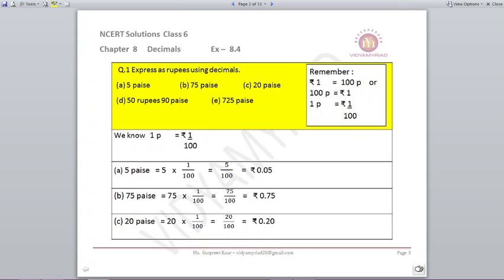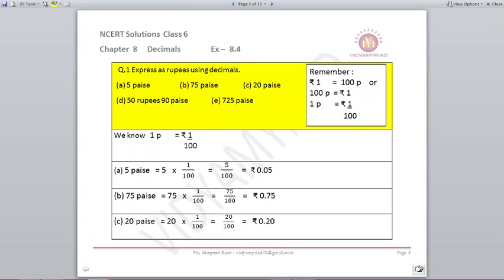For example, number 1. 5 paise is given to you. 5 multiplied by 1 upon 100. Now 1 paisa is 1 upon 100, so 5 paise will be 1 upon 100 multiplied by 5. I need to multiply to find out the rupees. It becomes 5 upon 100. Now I have taught you in earlier videos how we have to convert it into decimal when zeros are there in the denominator.